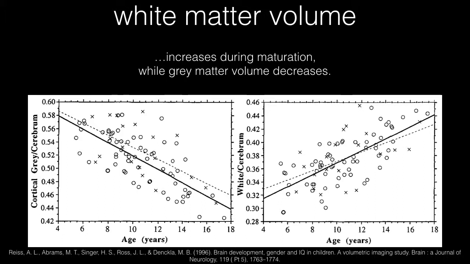This third finding is excerpted from a 1996 Johns Hopkins study published in Brain. This is an early but important longitudinal study demonstrating that during maturation, the gray matter proportion of the brain decreases while the white matter proportion of the brain increases in volume.